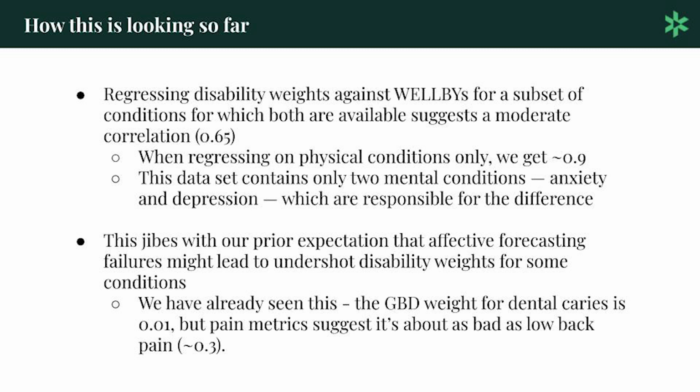Right now, for a subset of conditions for which there's both wellbeing and DALY data, the correlation's decent, 0.65. But if you restrict it to physical conditions, you get a really strong correlation, and the reason is mental conditions, anxiety, depression, are big outliers. And we think this is actually totally reasonable. There's lots of research on affective forecasting failures that suggests that people just don't have a really good idea of how they're going to feel when something bad happens to them or when they imagine having depression.